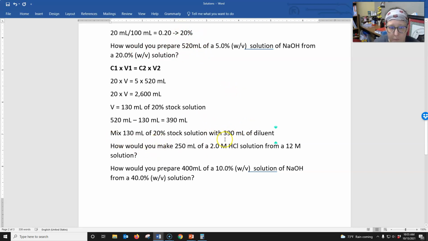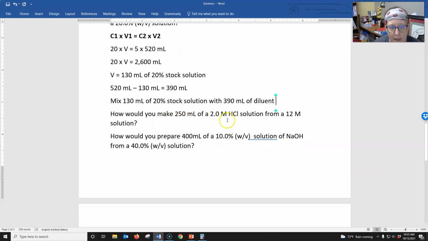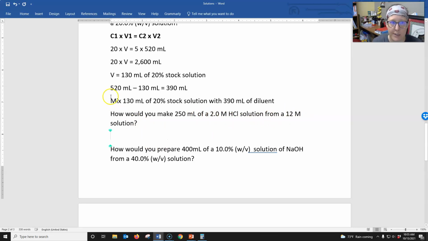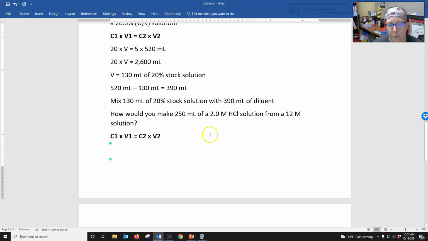So then how would you make 250 mils of a 2.0 molar solution from a 12 molar solution? Well, don't let that freak you out. It's the same formula, C1V1 equals C2V2. Instead of being percent, we're just going to use molar. One of the things to remember is, if C1 is in percent, then C2 is in percent. If C1 is in molar, then C2 is in molar. If V1 is in milliliters, then V2 is in milliliters. Things have to be equal on both sides of the equal sign in the equation.